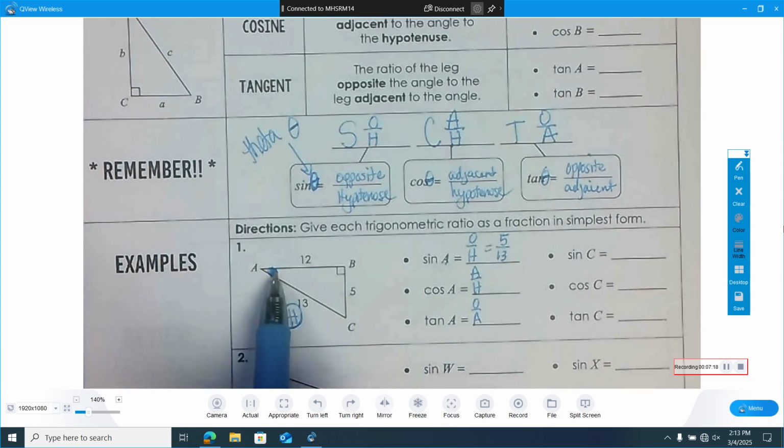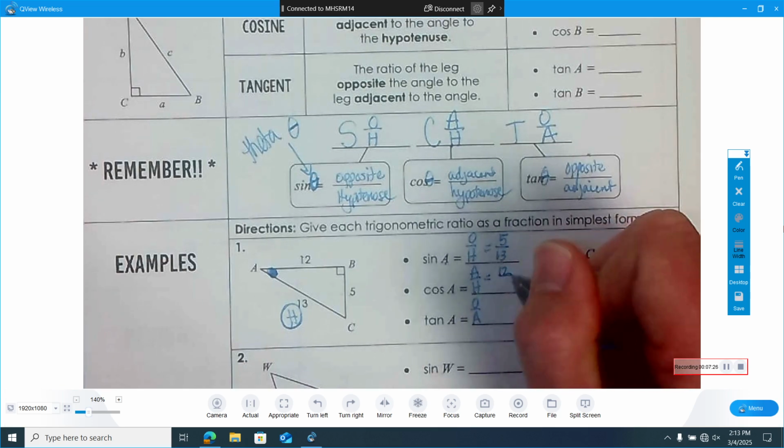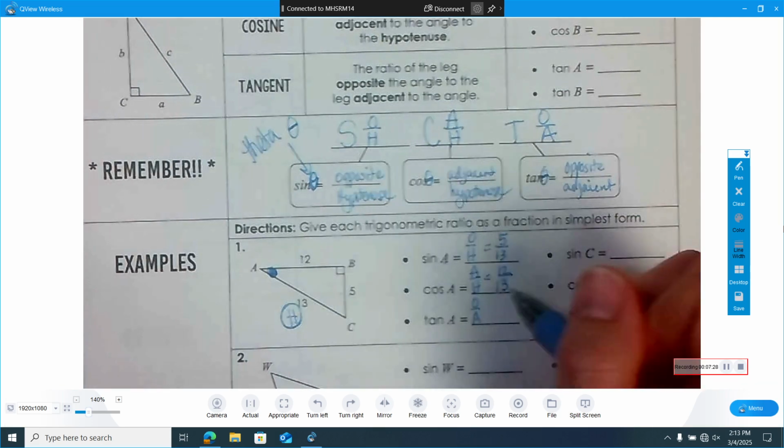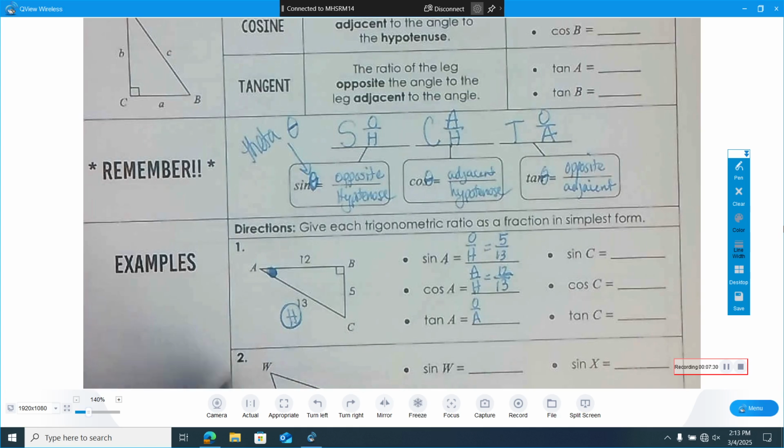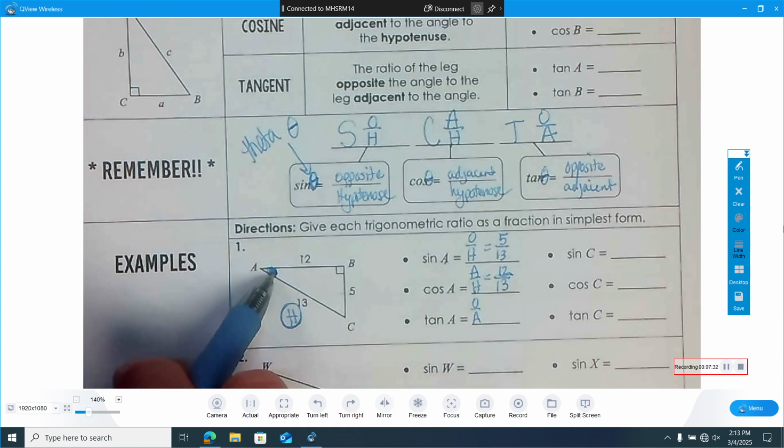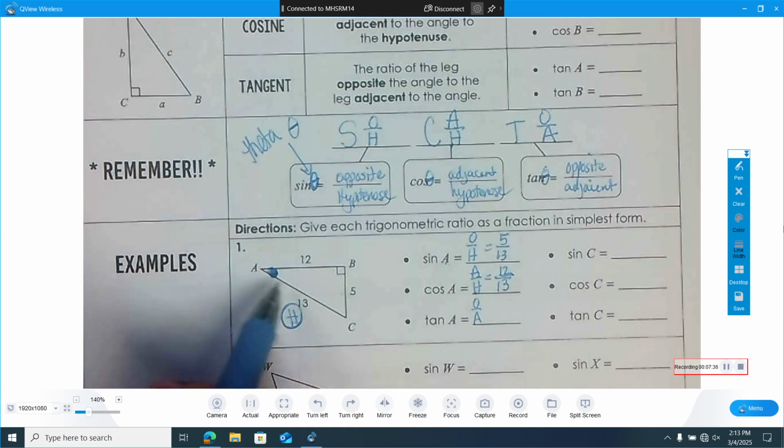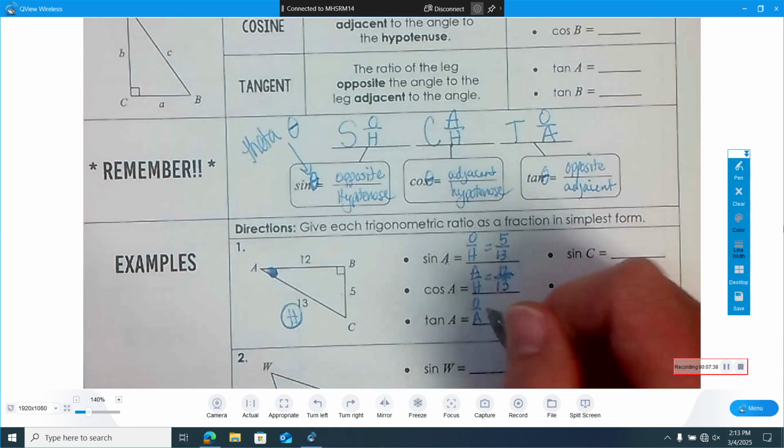According to angle A, what's the cosine? Adjacent over hypotenuse. What's the adjacent? 12 over 13. All right. According to angle A, what's our tangent ratio? 5 over 12. Yes. Opposite over adjacent. Opposite over adjacent is 5 over 12.